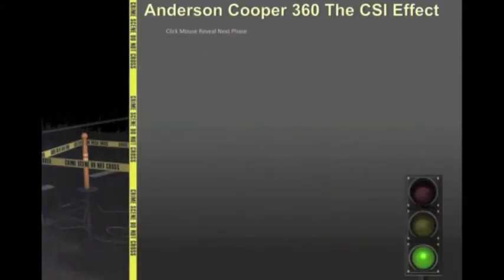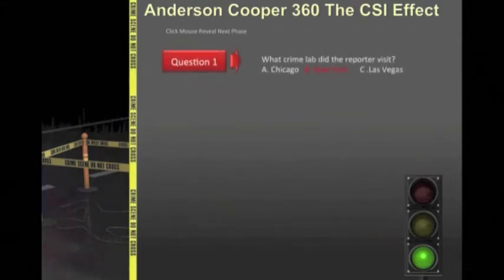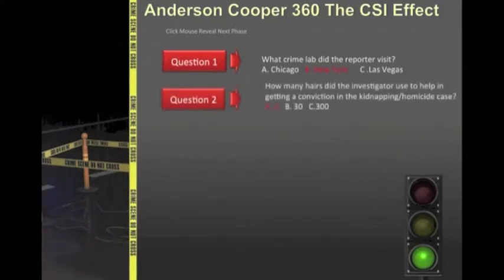Anderson Cooper 360, the CSI effect. Question 1. What crime lab did the reporter visit? A, Chicago, B, New York, or C, Las Vegas? You see the answer clear as day, rookies, so don't freak out. It's B, New York. How many hairs did the investigator use to help in getting a conviction in the kidnapping homicide case? A, 3, B, 30, C, 300. Clear as day, we heard her say 3.